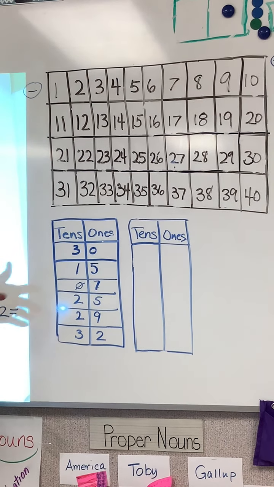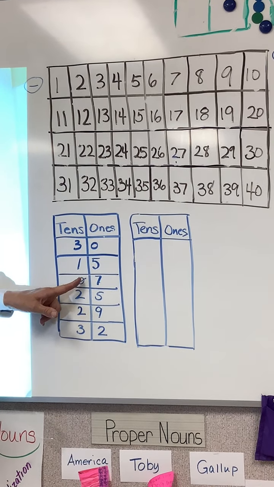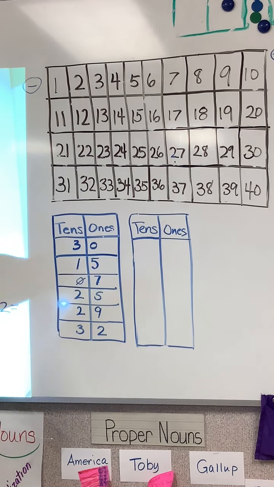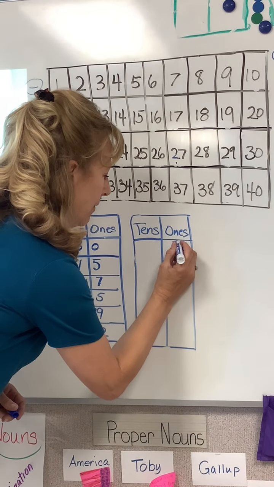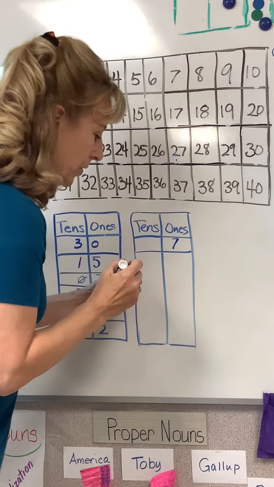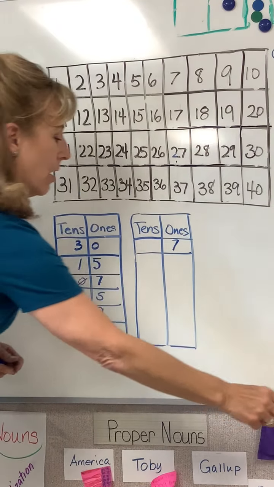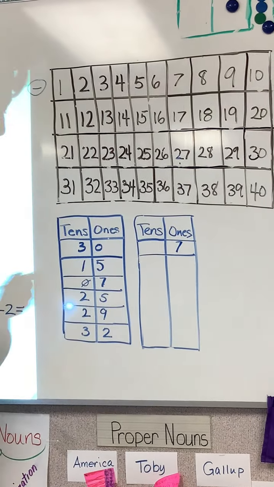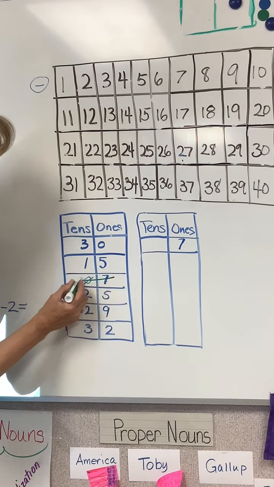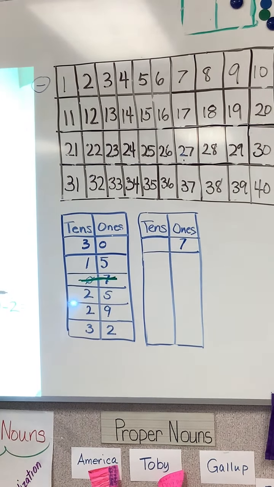So where is the smallest number? Right there, because there is no number here. So the first one is 7. 7 ones is our first number because that's the smallest of all of these. So let's mark that off so we know that we've already used that one.